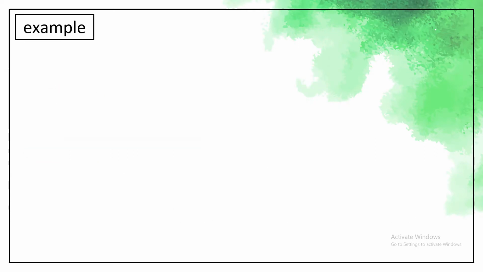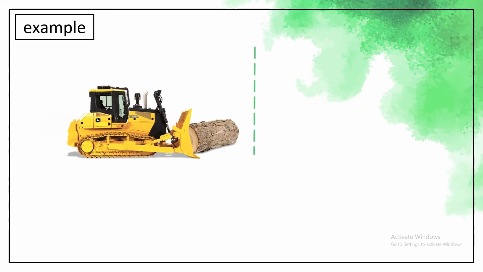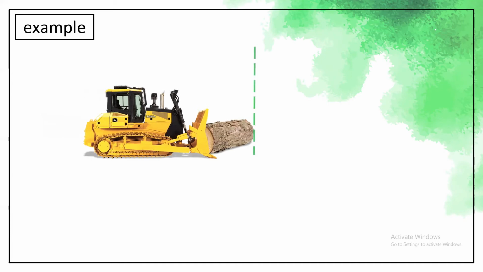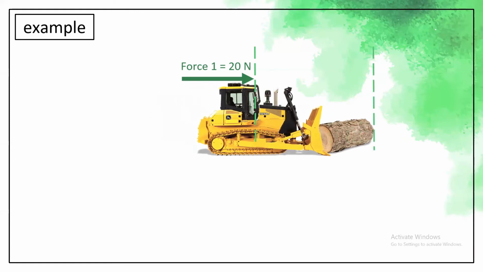Let's have an example. We have a bulldozer and a wood log. Let's refer to the wood log as the object. The bulldozer moves the object to the right with a 20 Newton force. The first move will be the first force. Now, the bulldozer moves the object again to the right with a 30 Newton force, which will be the second force.